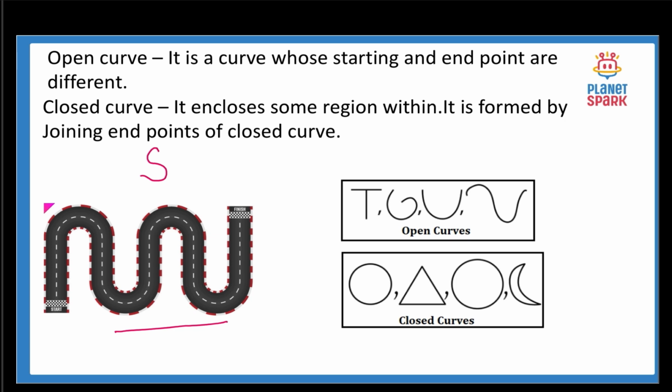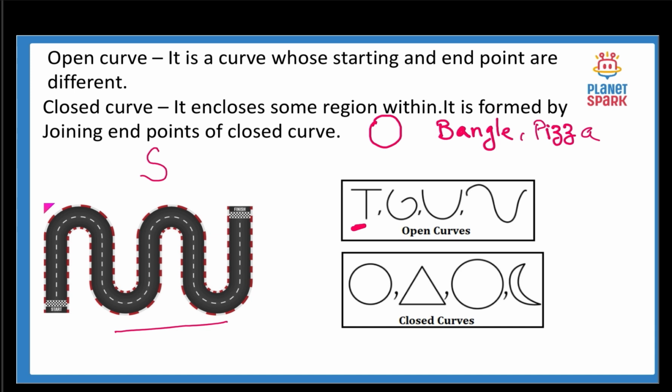Whereas closed curves enclose some region within it. They have end points. Joining the two end points, we get a closed curve. Circle is an example of a closed curve. Moon, ball, all these are examples of closed curves. Pizza, bangle are closed curves. Further, we can also see a few examples of open curves as well as closed curves. Triangle, shape of moon, all these are examples of closed curves.